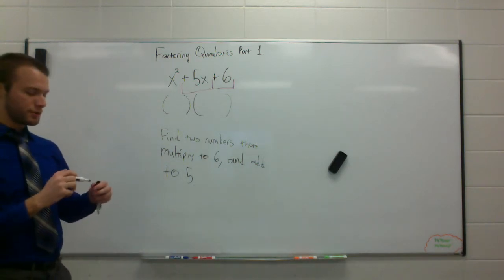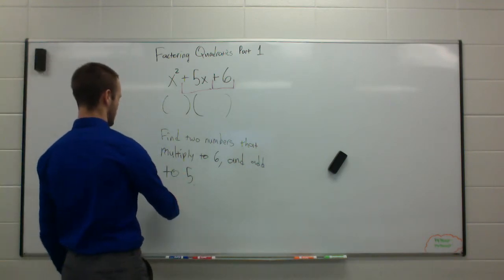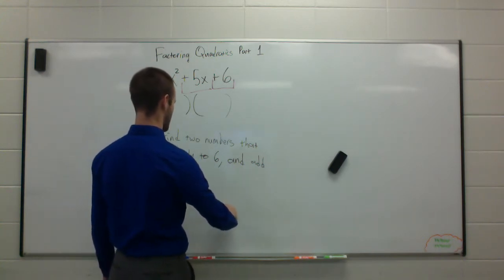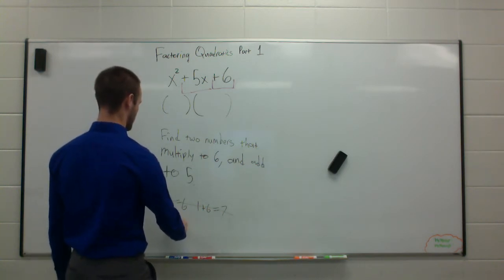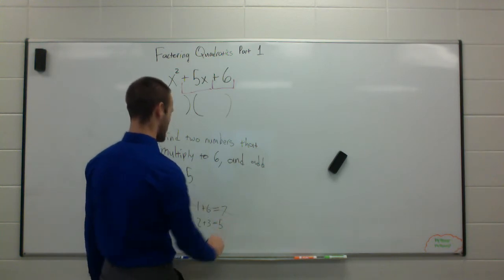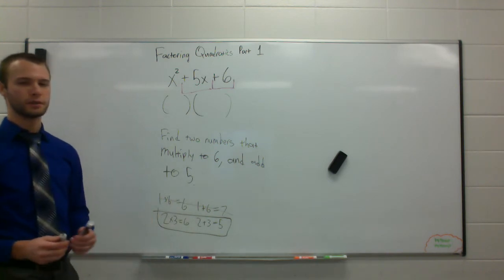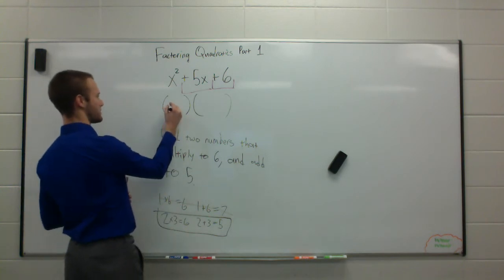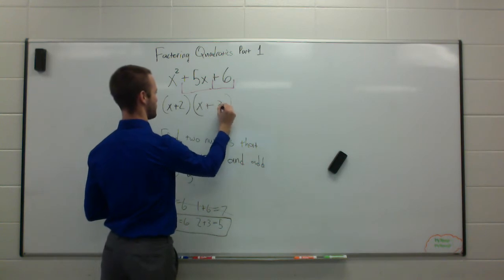So what are two numbers that multiply to 6? Well, it helps if we list out anything that multiplies to 6. So we have 1 times 6 is 6, but 1 plus 6 equals 7. That doesn't work. 2 times 3 is 6. 2 plus 3 is 5. So we found one that works. Could list out all of them, but why bother? We found one that works. So this means that this is going to factor into x plus 2 and x plus 3.